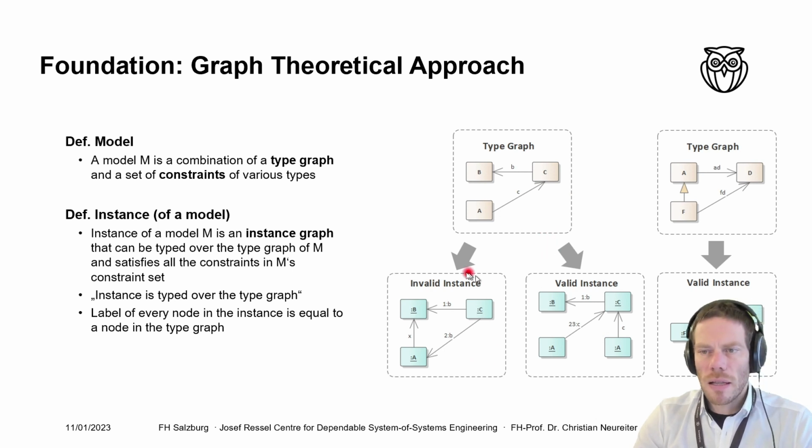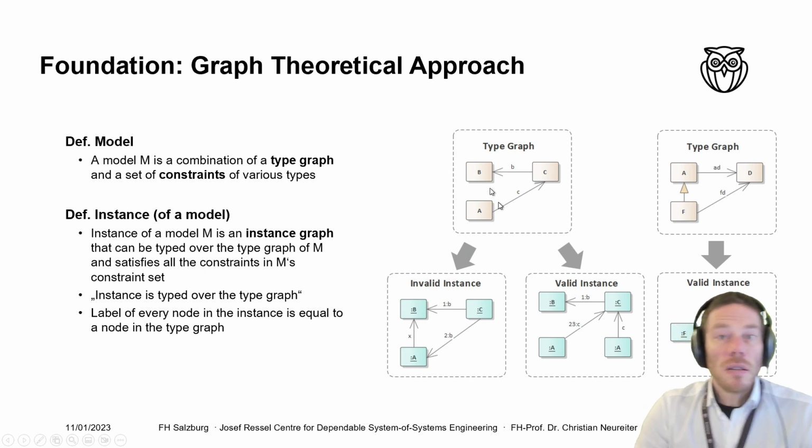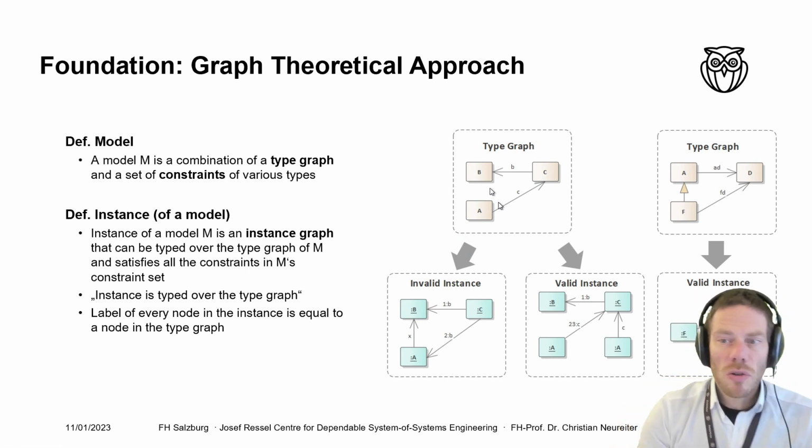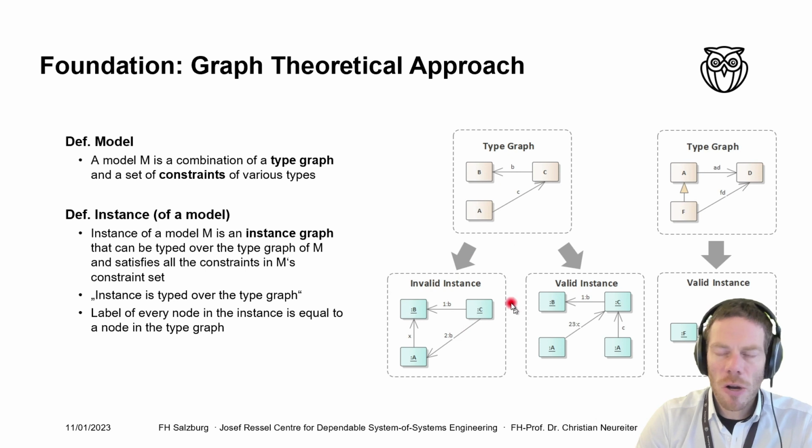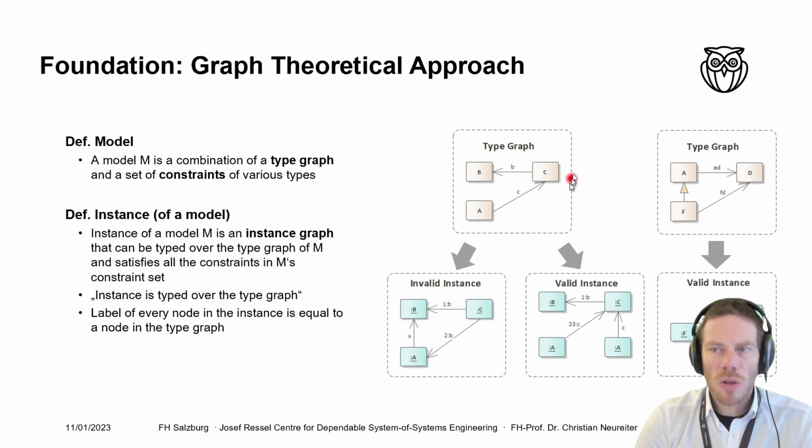And this instance on the left side also has some relation between the instance of A and the instance of B. This relation is called minor x. And as we can see in the type graph, this relation is not typed over there. So this model is an invalid instance of our given type graph. So we could also say, if we reflect on UML now, that a model is not conform to the meta model.